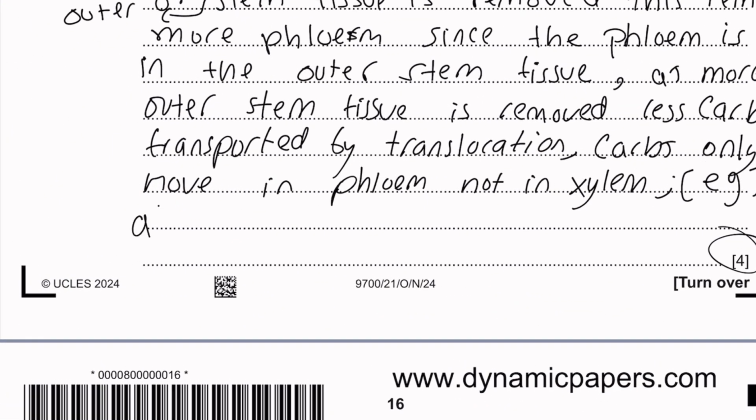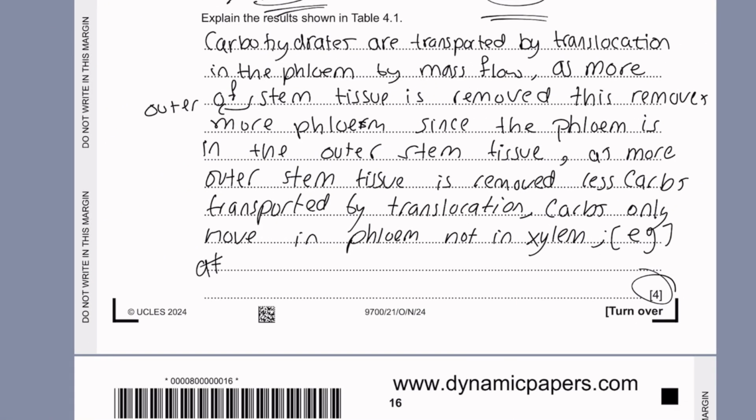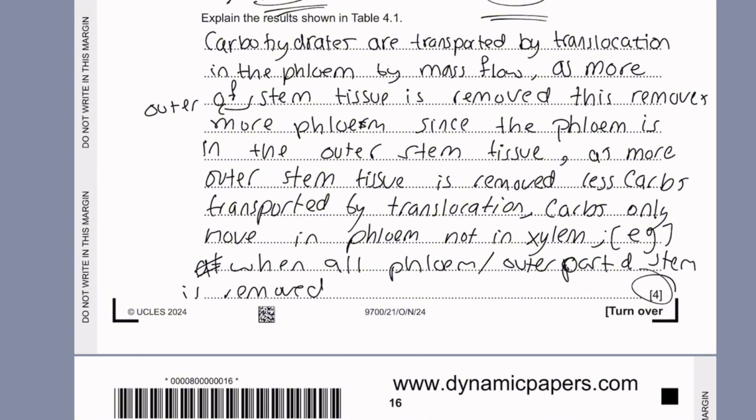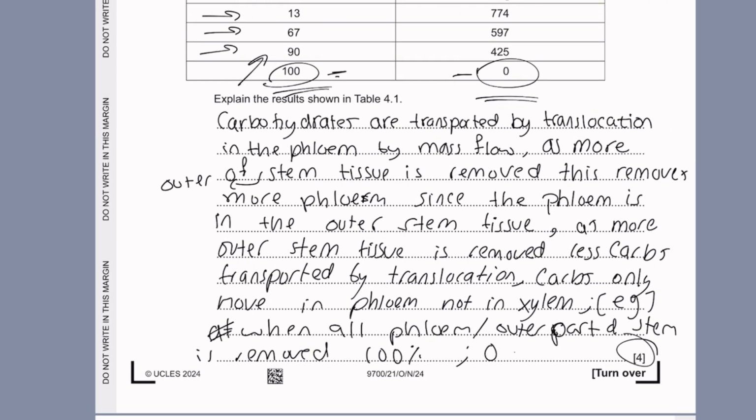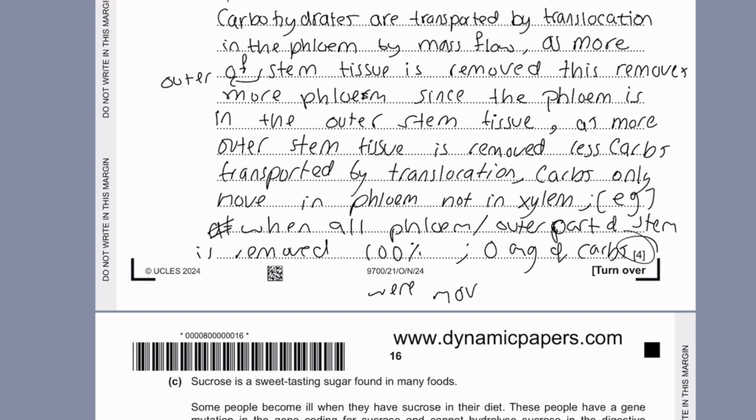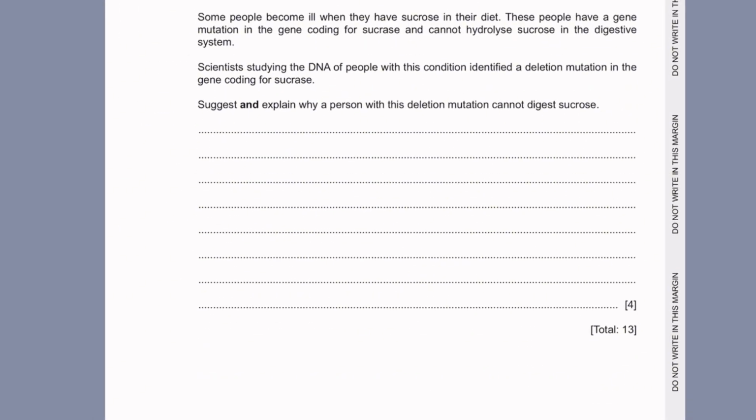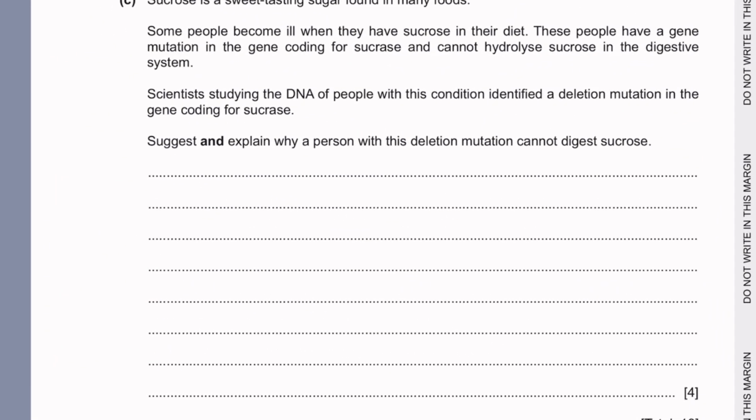So at 100%, when all phloem or outer part of stem is removed, so we're talking 100%, there is 0 milligrams of carbs transported because the entire phloem was removed.